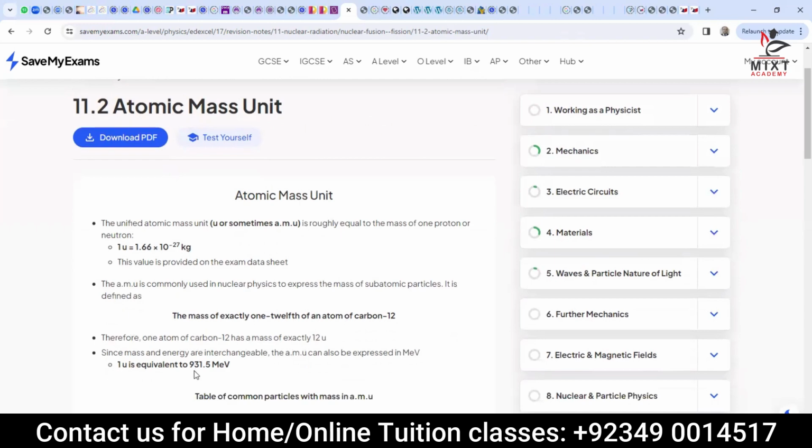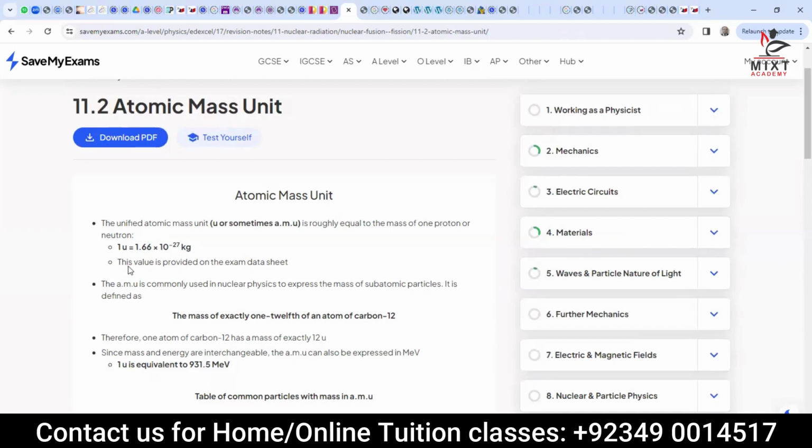Now the important thing is, this u means a value. So 12u means what? u is a simple unit. 1 unit is equal to 1.66 into 10 raised to the power minus 27. So 12u will be equal to 12 multiplied by 1.66 into 10 raised to the power minus 27 kilogram.